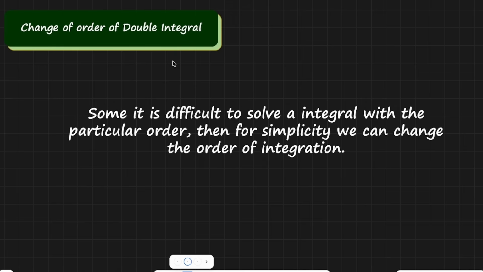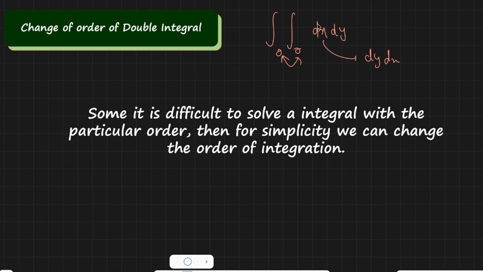Then if we have the variable limit, and if you want to change your dx dy to dy dx, then of course you have to change the limits here. Change of order does not mean you can just swap the limits. That is not the meaning of change of order of integral.